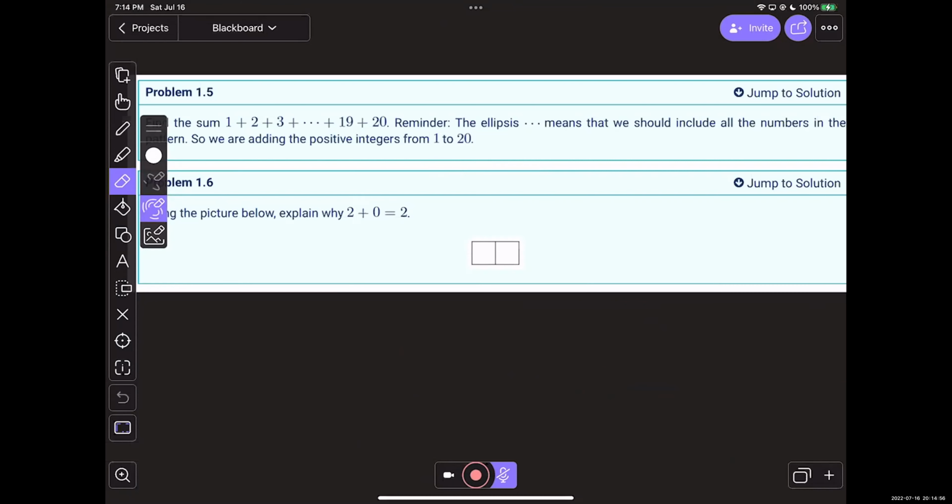Okay. Last problem of this section. Let's take a look at 1.6. Let's hear from Elijah. 1.6. Elijah?